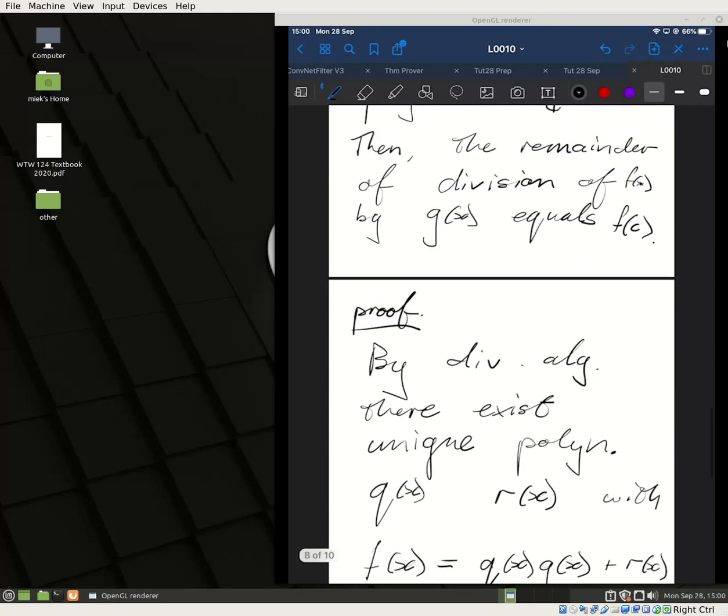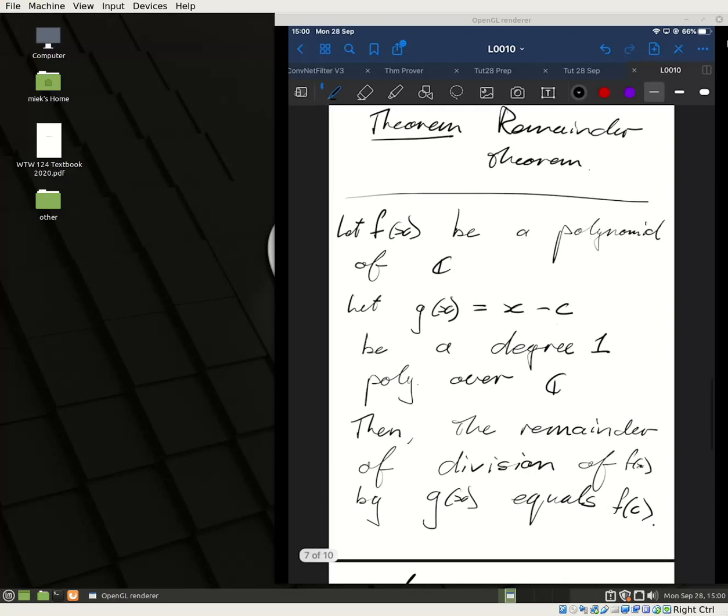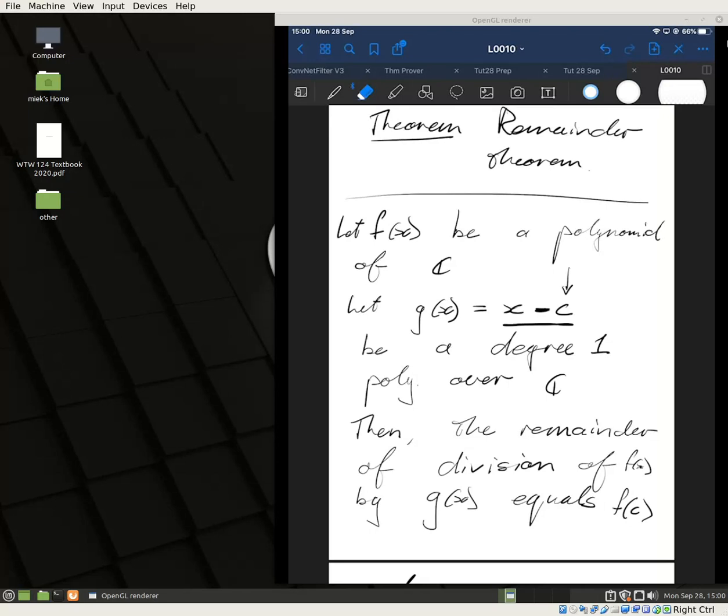Okay, so do note here, this only works for polynomials of degree 1 as divisors. So if we are dividing by a polynomial of degree 1, it is easy to determine what the remainder of the division is just by substituting in minus the constant term into whatever we are dividing. Again, this only works for degree 1 polynomials.